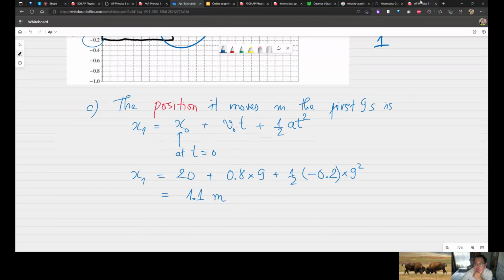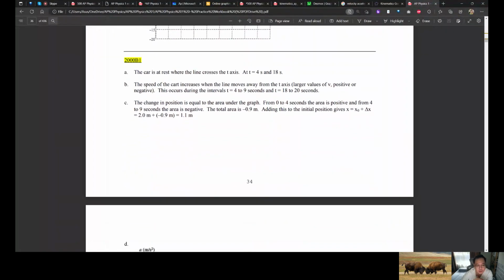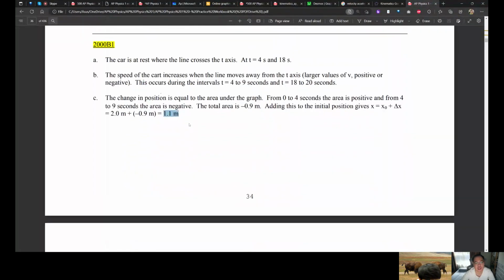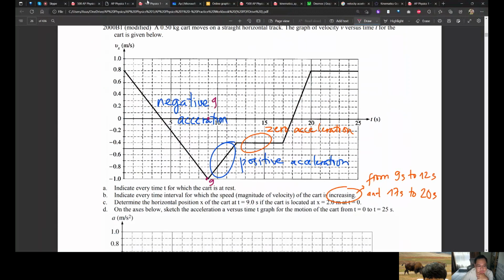Okay. Yes. The answer here, 1.1. At the end of the book, huh? Not exactly the end, but you just need to control F and find the number of the question here. Yes. 1.1. But question B is different answer.